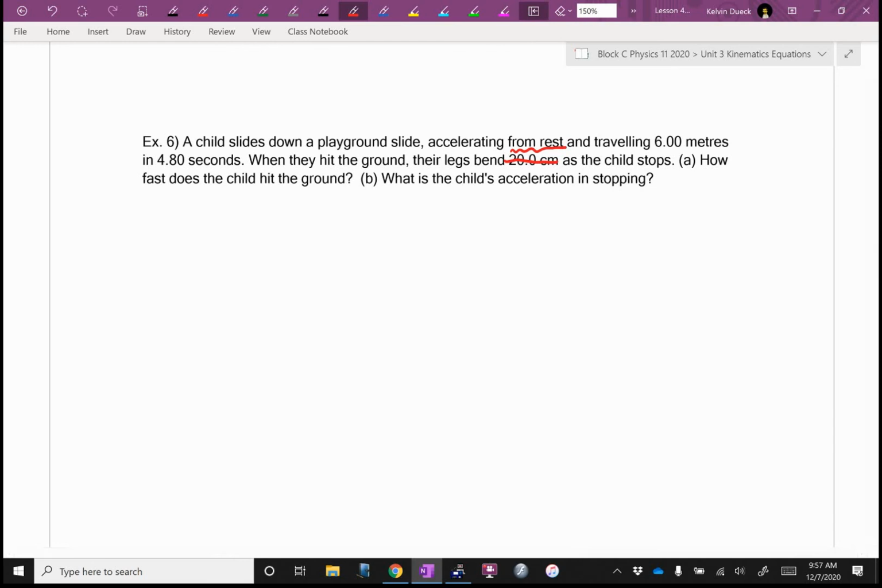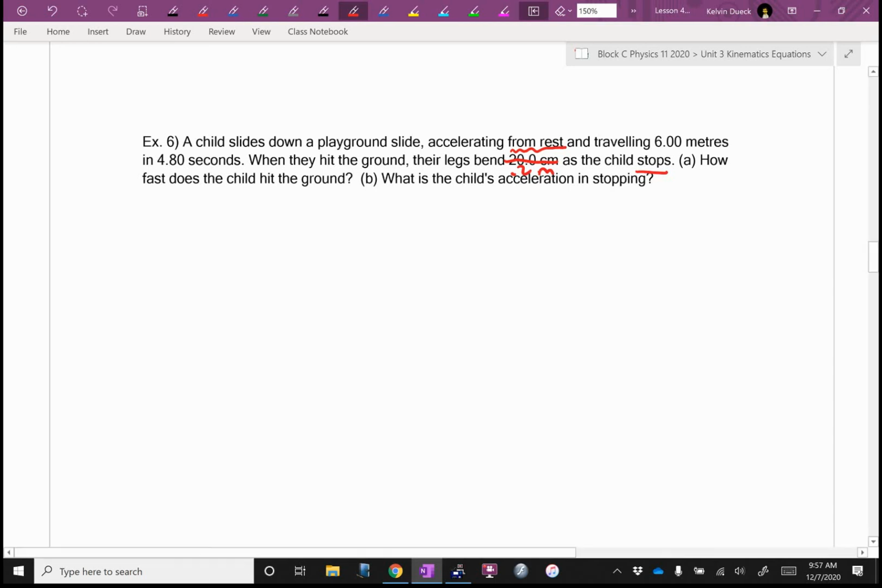Now, if you need to do the full unit conversion, that's great, but I love that some of you have used a meter stick enough that you know that 20 centimeters is 0.2 meters. So let's write really tiny underneath there, 0.2 meters. As the child stops, I would also underline the word stops. Since from rest and stops are both 0, I think this question has multiple parts, because if you're not moving at the beginning and you're not moving at the end, there's got to be something else going on here.